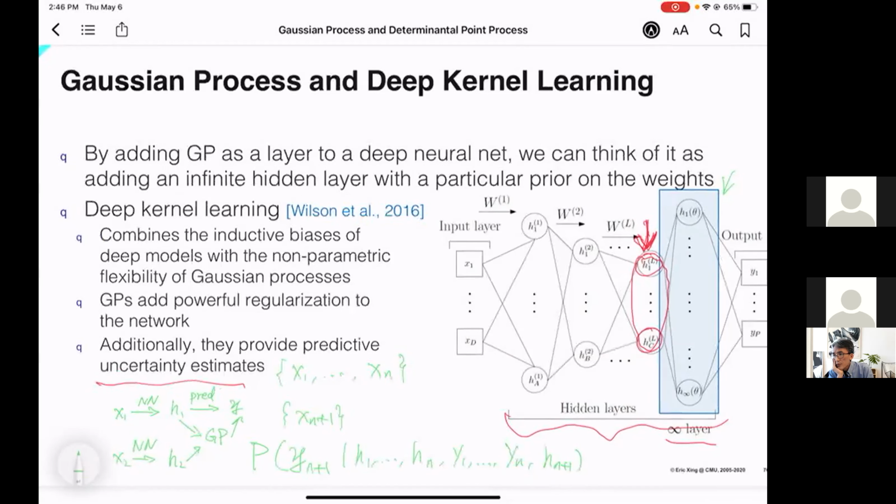What is hn plus 1? It is when we plug xn plus 1 into the neural network, we get its representation hn plus 1. What is xn plus 1? It's the point we want to make a prediction on, like your test point.